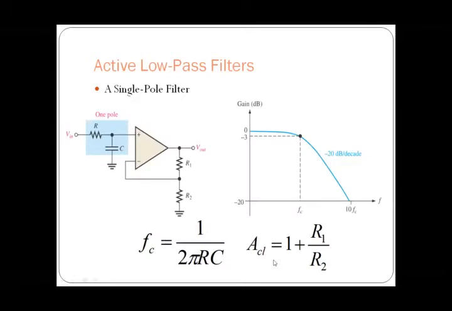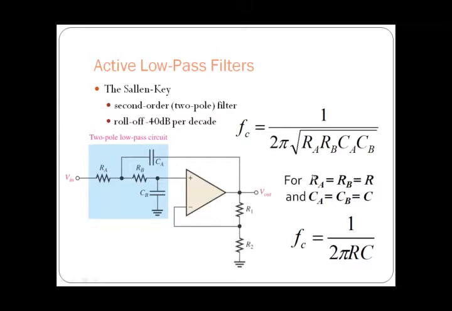Active low pass filter with a single pole. Here we are going to consider the op amp as a non-inverting amplifier. So the closed loop voltage gain will be 1 plus R1 by R2. The critical frequency FC is given by 1 by 2 pi RC. So you can observe here the response, that is the low pass filter. It allows only low frequency signals and attenuates the high frequency signals, that is above the critical frequency.